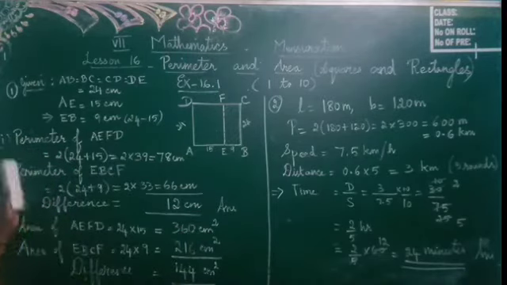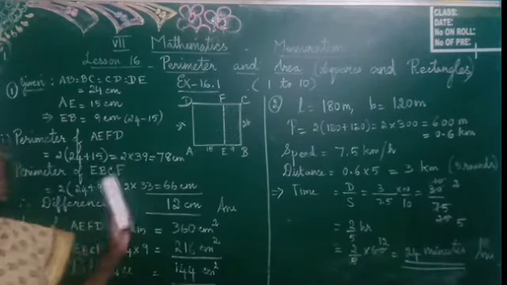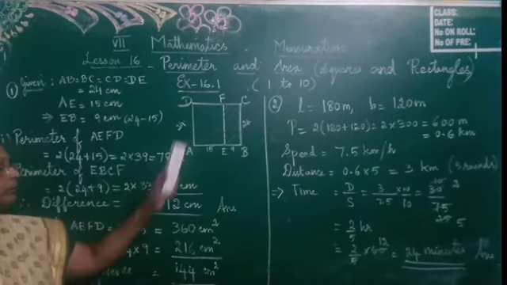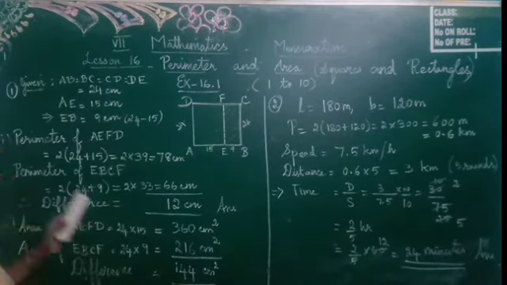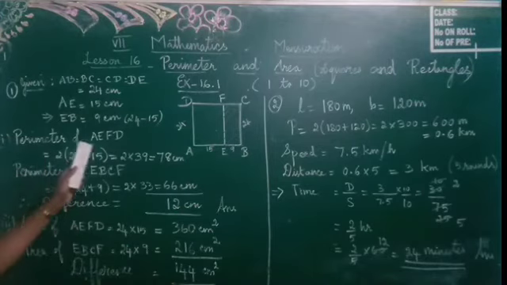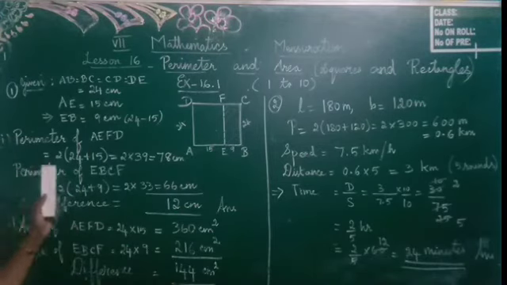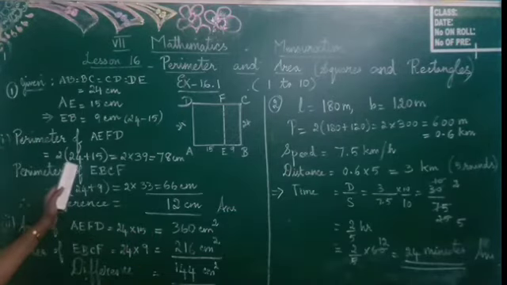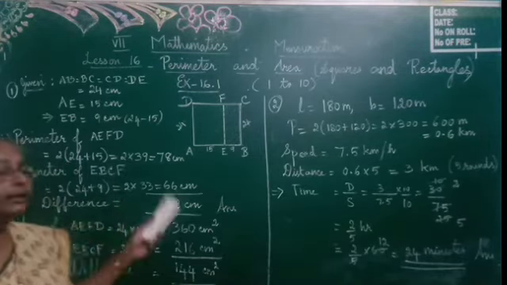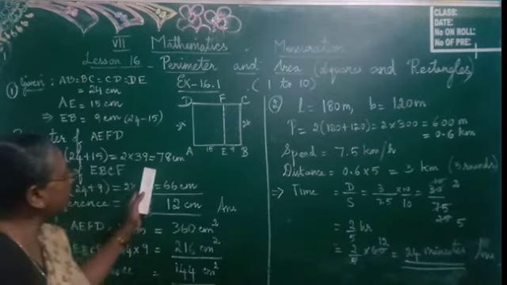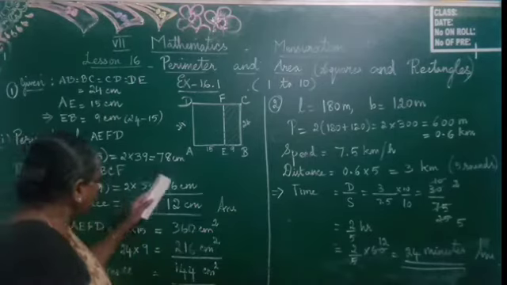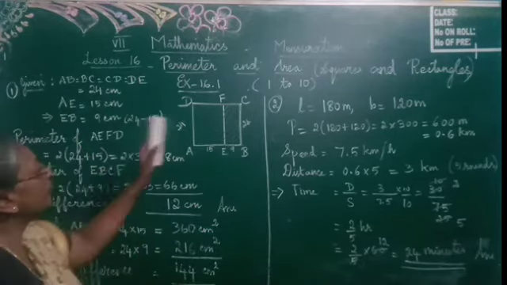Now, we will first see the perimeter of these two rectangles and compare them, by how much the perimeter is greater. For the first rectangle AEFB, what is the perimeter? 2 into (L plus B), that's the formula as we know. 2 into (24 plus 15), which is 2 into 39, gives 78 centimeters. So, that is the perimeter of the first rectangle.